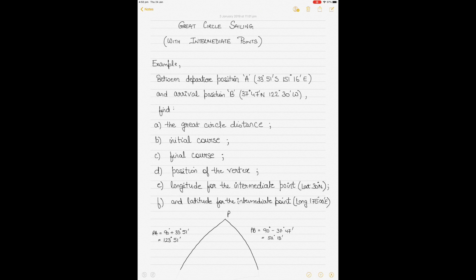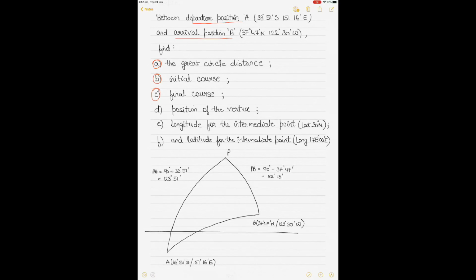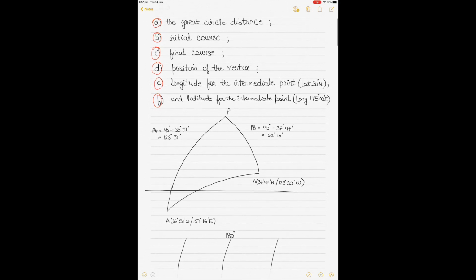Alright, so the example here asks you to calculate a few different things between two given positions. The two positions are given to you, a departure position and an arrival position, and between these two positions you have to find the great circle distance, initial course, then final course, and based on the initial and final course you will determine the position of the vertex. Then, using Napier's rules, you find the position of the intermediate points: the longitude for an intermediate point of a latitude, and a latitude for an intermediate point of a longitude. So 6 different things to find. So let's start.